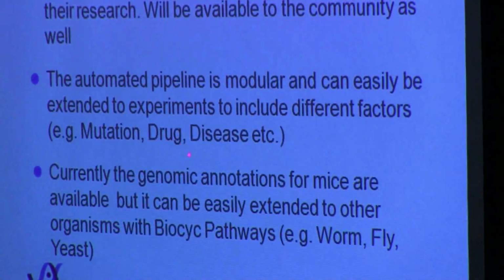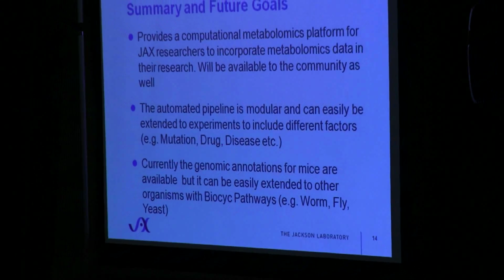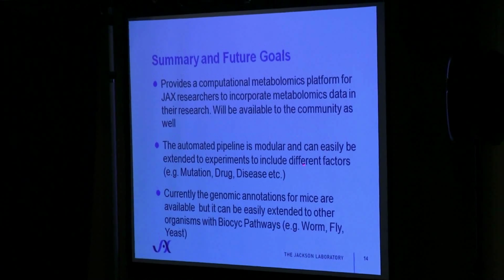And then the automated pipeline is modular and can easily be extended to experiments to include different factors. For example, I was showing you the mutation factor, but you can do any kind of factors in here, like drug, disease, or anything.